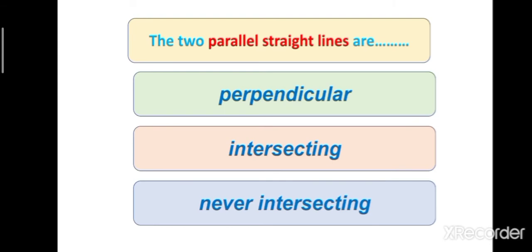Okay, let's practice. The two parallel straight lines are: perpendicular, intersecting, never intersecting. The two parallel lines. Remember, the two parallel lines never meet or touch, so they never intersect.